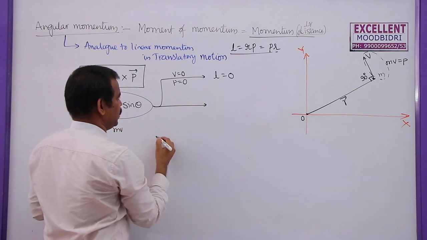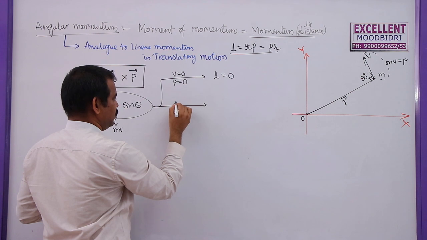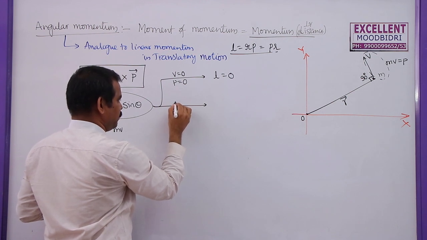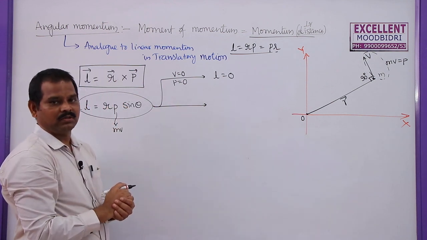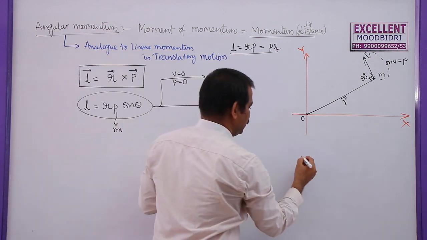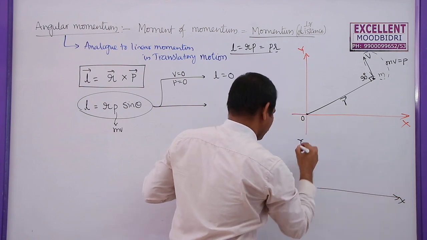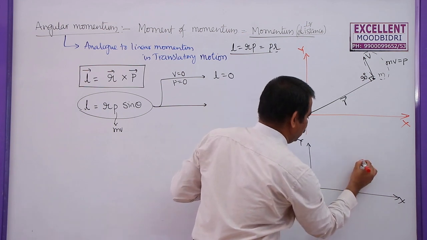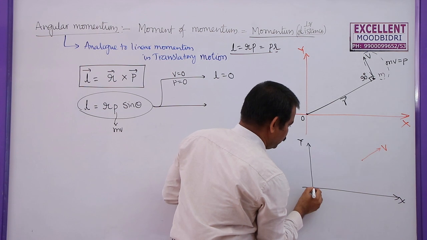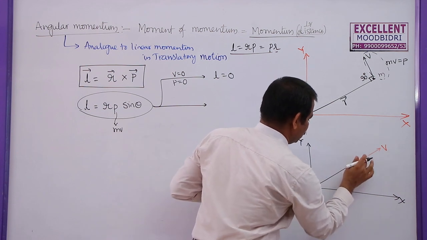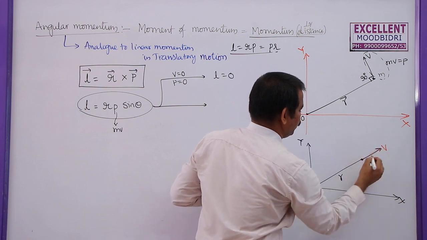Then, second case: the angle between the linear momentum of the particle and the position vector is 0. Let us take this xy plane only, but here the particle is moving in this direction. This is the velocity of the particle. If you join these two, this is the position vector, this is the particle of mass m, and it is moving in this direction.